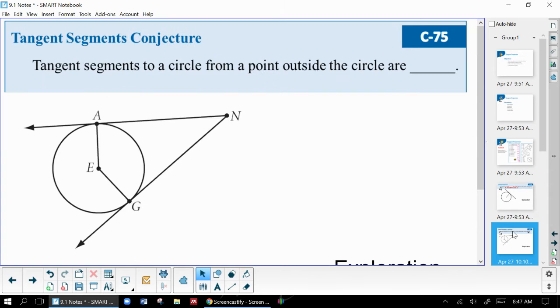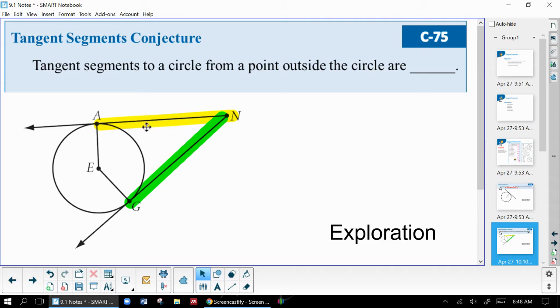The second one has to do with when we draw two tangents, and we're specifically talking about tangent segments now. And so a tangent segment is a segment that is tangent. So tangent segments from a circle to a point outside the circle. So it only works if it's one circle, one point, and then two tangents, one on each side of that circle. So when you see a situation like that, what does it look like those two lines are? The yellow highlighted and the green highlighted. Well, let's take a look real quick here.